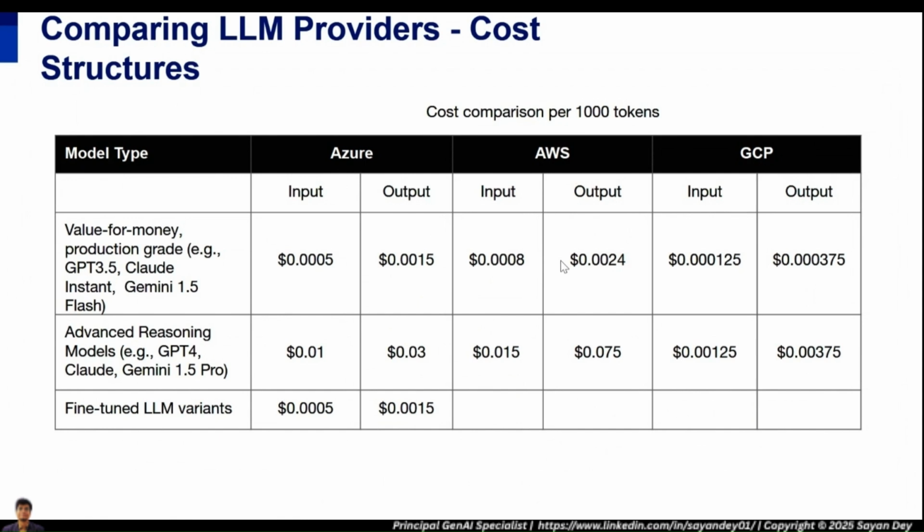Generally, there can be other structures also, but generally the costing that we see is per 1,000 tokens. This is the indicative chart that I've given you. You can see that inside Azure, the advanced reasoning models, let's say GPT-4 and all, the input token cost is separate, the output token cost is separate. Now, what do I mean by that? What is input and what is output?